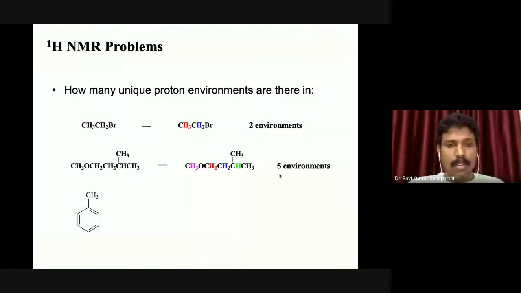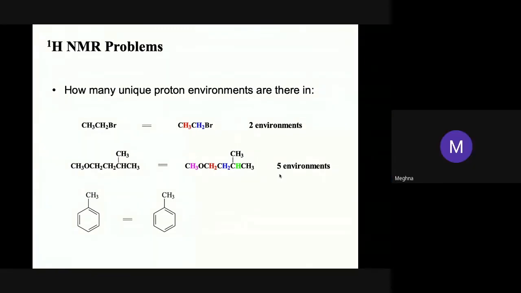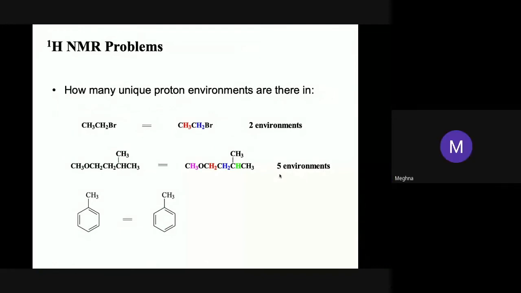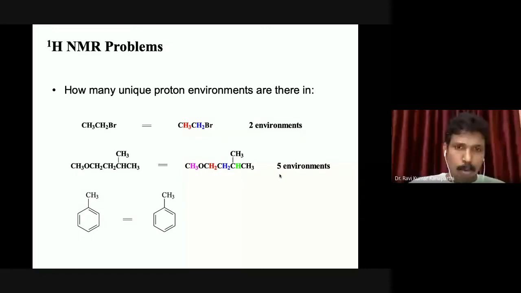And then what about toluene? Okay, what about toluene? Row number 26. Sir. Who is this? Meghna. Tell me, Meghna. 4, sir. Hmm? 4.